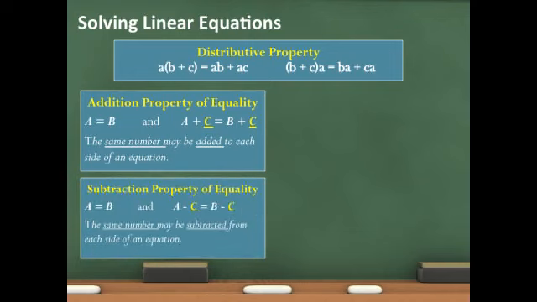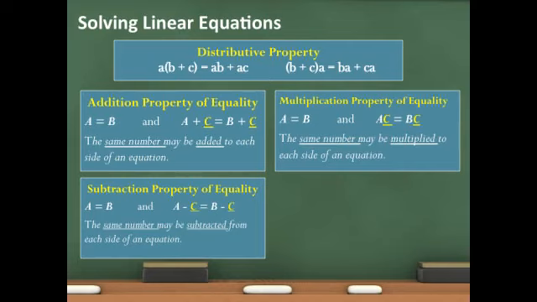The subtraction property of equality is similar to the one for addition. Given the equation a equals b, you can subtract c from both sides of the equation to obtain a minus c equals b minus c, which is equivalent to the given equation. Essentially, this property states that the same number may be subtracted from each side of an equation.